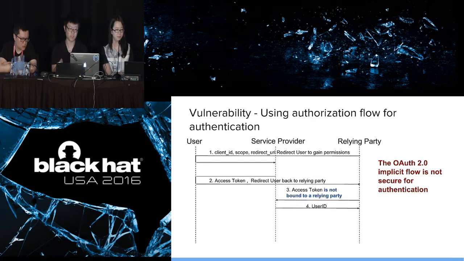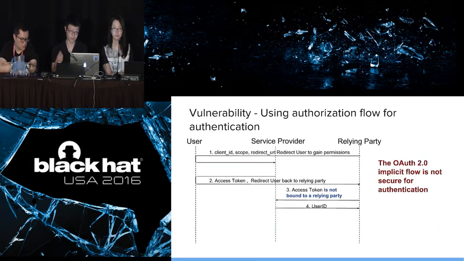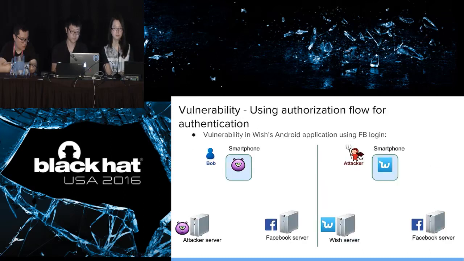So in step 3, when the relying party tries to use the access token to get user information from the service provider and uses that for authentication, step 4 will return a user ID from the service provider. And the relying party can use that user ID as an identifier in their service. So what can go wrong there?